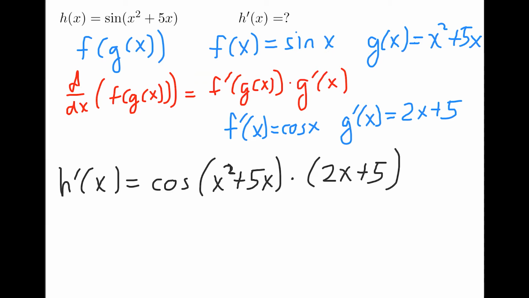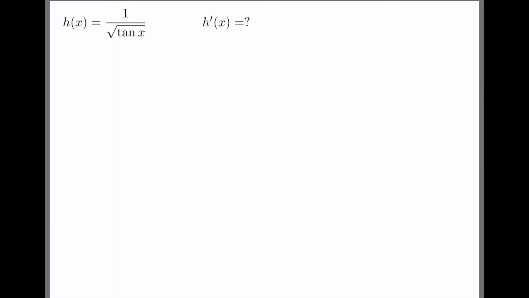A pretty common mistake that people make is sometimes they accidentally differentiate the thing inside of this cosine right here, but that's not what the chain rule says. The chain rule says that you put g of x inside of f prime, not g prime. So that's our first example. Here's another example. You can think of h of x as being f of g of x.